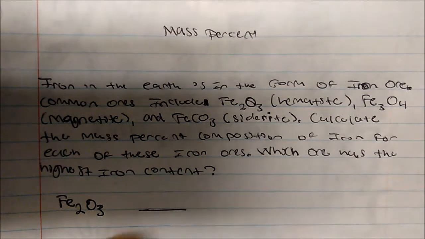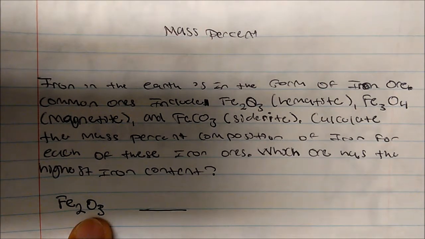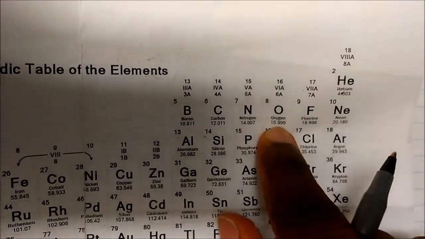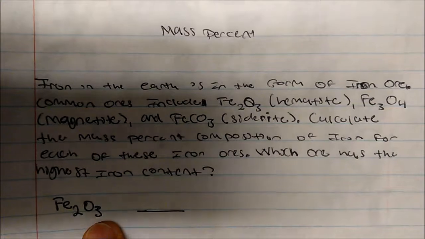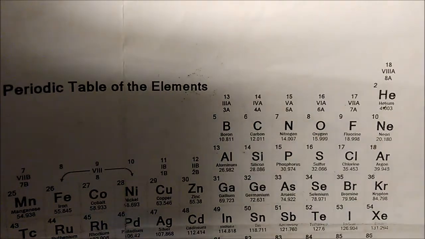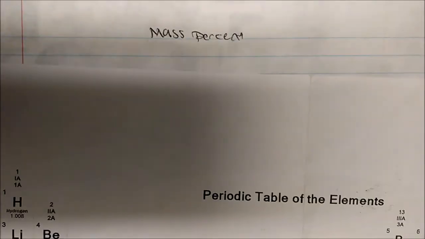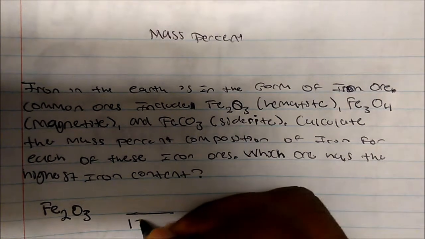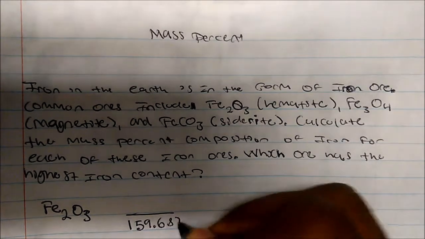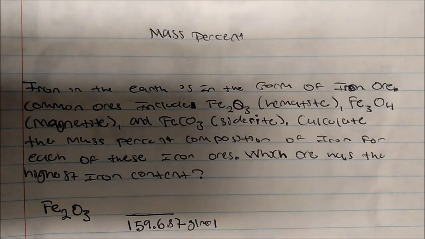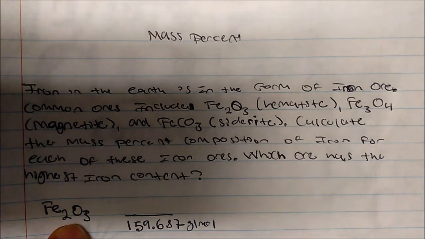What's the total molecular weight of this compound? If I take a look at my periodic table, I'm going to multiply oxygen by 3 because we have 3 oxygens, and multiply iron by 2 because we have 2 irons, and add those together. The total molar mass should be approximately 159.687 grams per mole. So this is the molar mass of hematite.